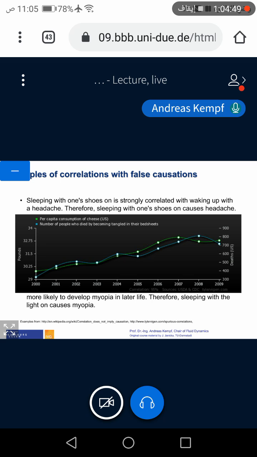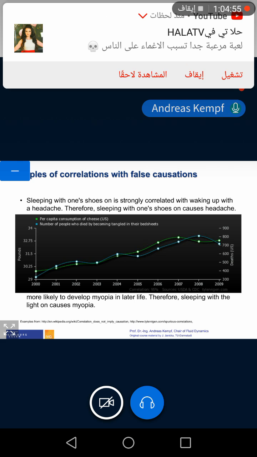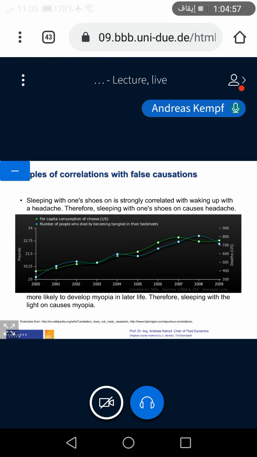But if you look at this, you find it's almost perfectly correlated. And you might be tempted to assume that there's a physical connection. And you might assume that the amount of cheese people eat causes these deaths by tangling in the bed sheets. Obviously, this is wrong. So this is very important. You always must remember that correlation does not imply causation.